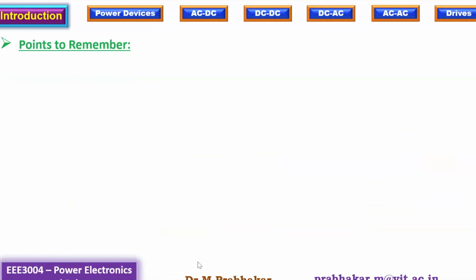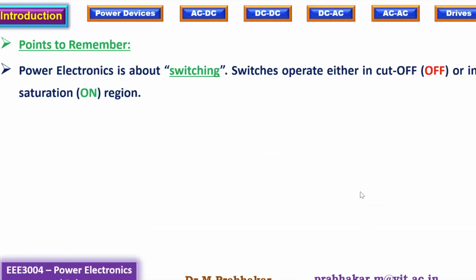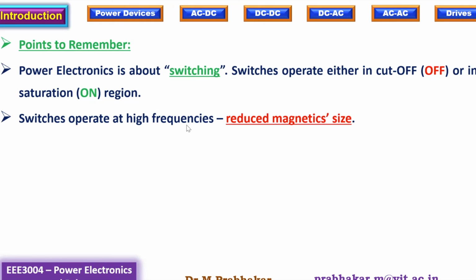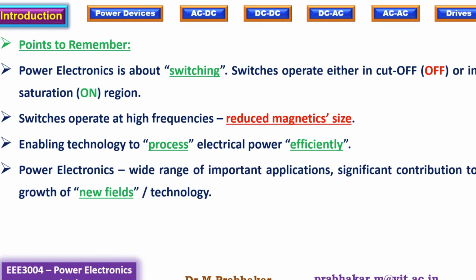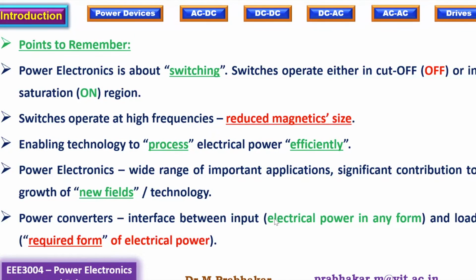Fine. And then comes the summary. So it is about switching. This part, cutoff and saturation region. I have another diagram. The switches, they are operated at high frequencies. I told you it's an enabling technology to process new fields of technology like smart grid, electric vehicles. They are new fields and new technologies. Power converters, it's going to be the interface between the supply and the load. This is the summary of whatever we have seen.